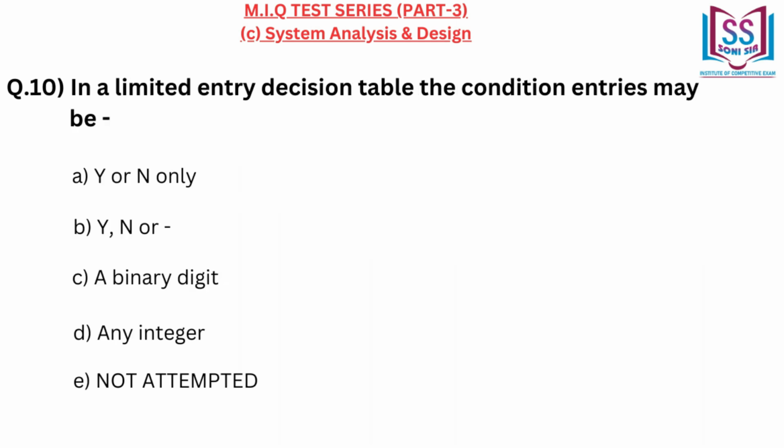In a limited entry decision table the condition entries may be A. Y or N only. B. Y, N or dash. C. A binary digit. D. Any integer.